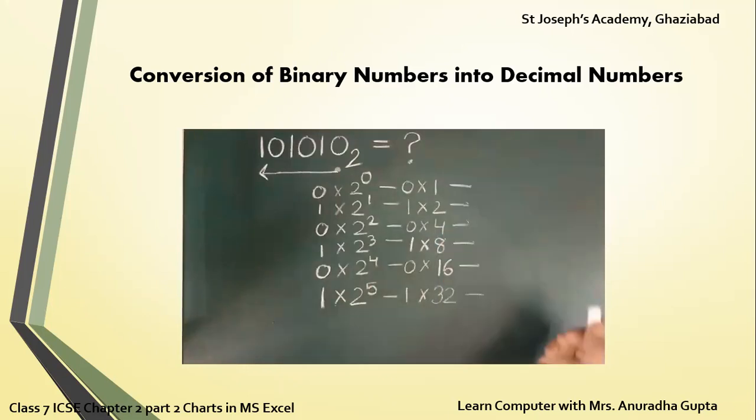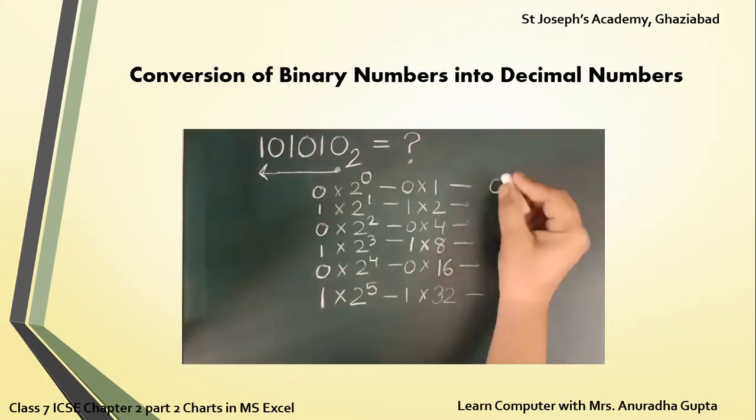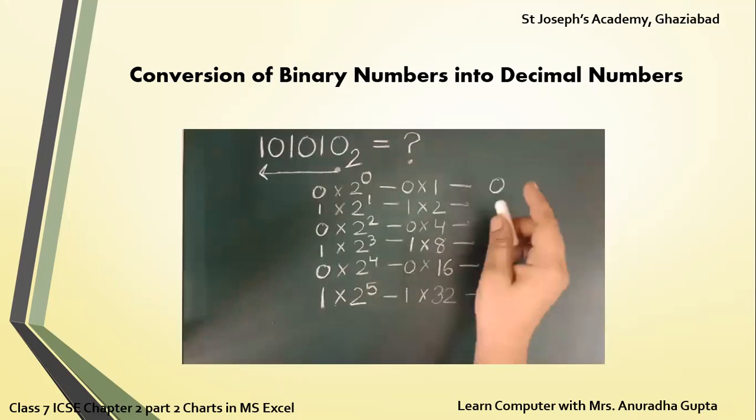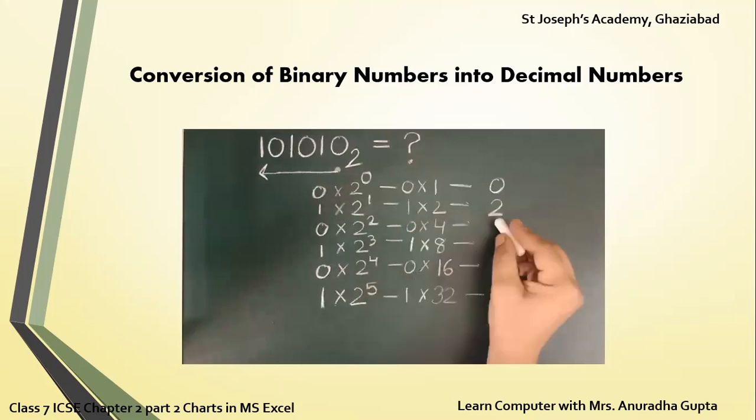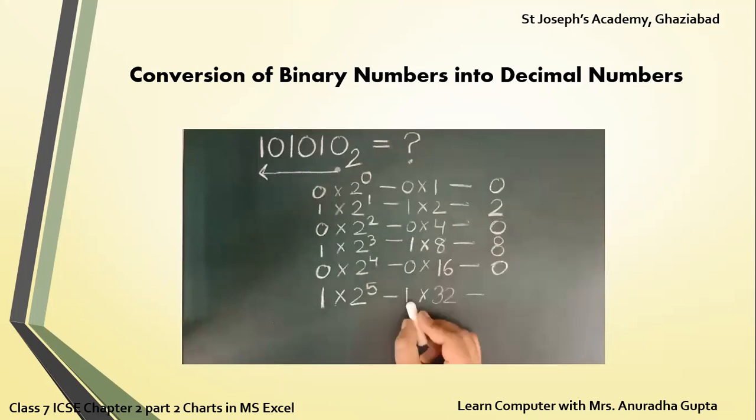We will solve the multiplication. We will get here 0. 0 multiply 1, we will get 0. 1 multiply 2, we will get 2. 0 multiply 4, we will get 0. 1 multiply 8, we will get 8. 0 multiply 16, we will get 0. 1 multiply 32, we will get 32.